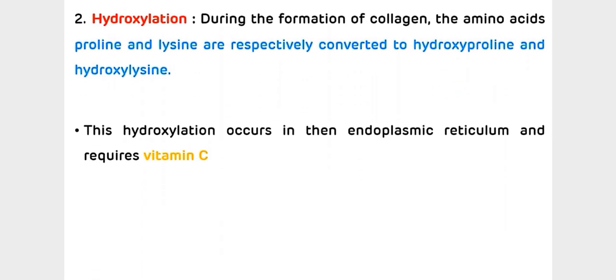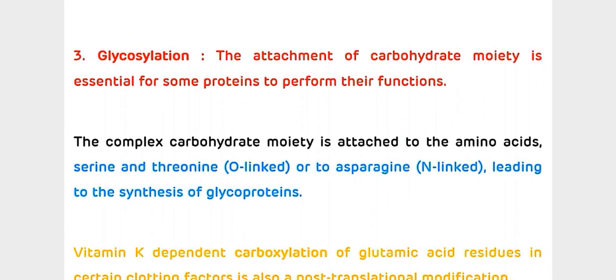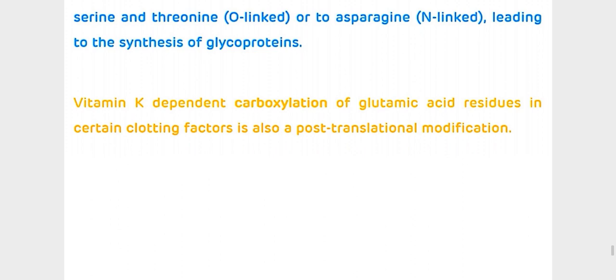Then hydroxylation. During the formation of collagen, the amino acids proline and lysine are respectively converted to hydroxyproline and hydroxylysine. This hydroxylation occurs in the endoplasmic reticulum and requires vitamin C. Glycosylation, the attachment of a carbohydrate moiety, is essential for some proteins to perform their functions. The complex carbohydrate moiety is attached to the amino acids serine and threonine, O-linked, or to asparagine, N-linked, leading to the synthesis of glycoproteins. Vitamin K dependent carboxylation of glutamic acid residues in certain clotting factors is also a post-translational modification.